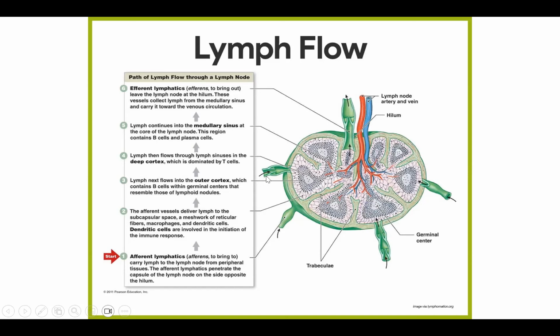The lymph next flows into the outer cortex, which contains B cells within the germinal centers. So now you're starting to get the potential for that lymph to react with the B cells. Now the lymph then flows through the lymph sinus.